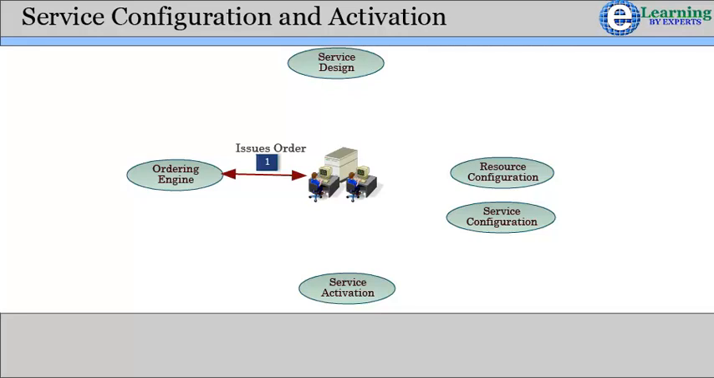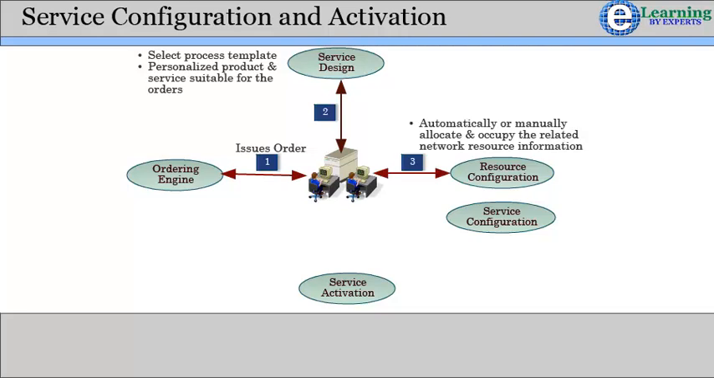receiving an order from the northbound interfaces, CRM, OMS or order handling system. Designing the circuit for the requested service by selecting process templates, and personalized product and service suitable for the orders. Performing resource configuration, by either automatically or manually allocating and occupying the related network resource information.